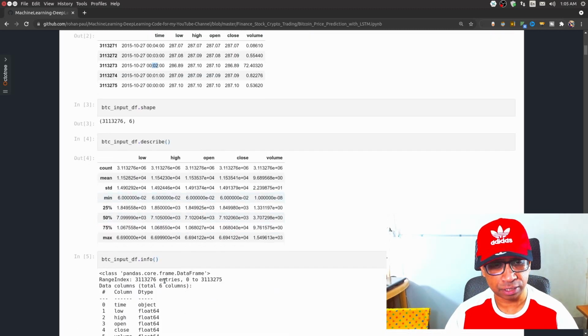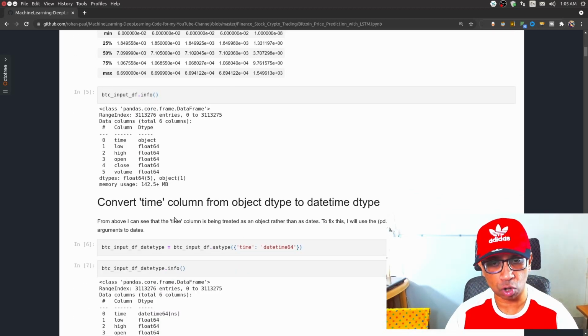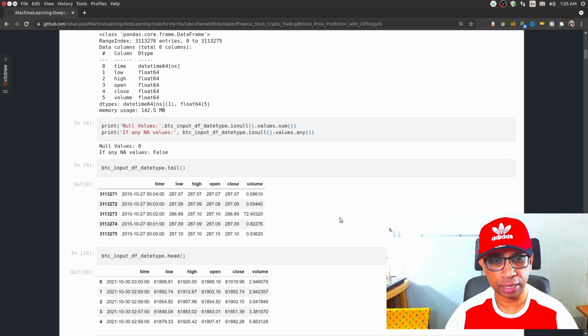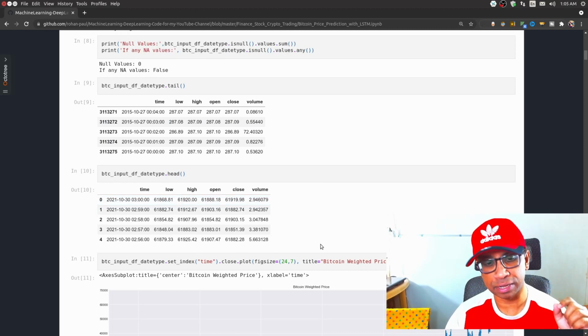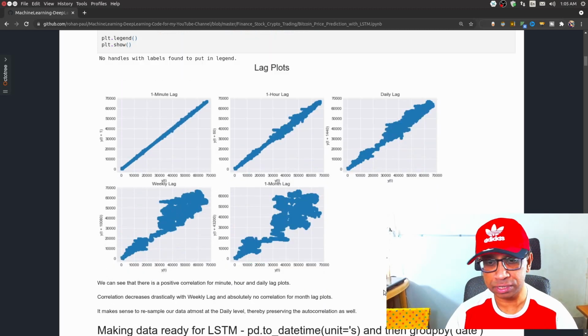The next step was to convert the time column, which was of object dtype, to datetime dtype, and then I resampled these per minute data on a daily basis. That is, the entire day's per minute data was grouped on a daily basis, and then I implemented a few plots to check the correlation between the price and the data, on a minute basis, on an hourly basis, on a daily basis.